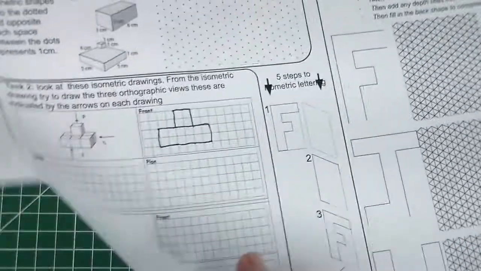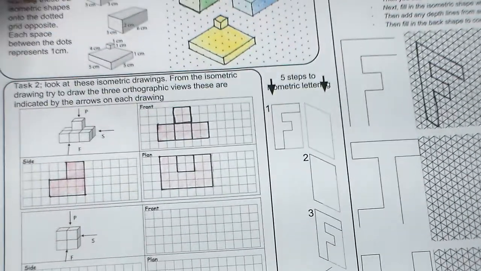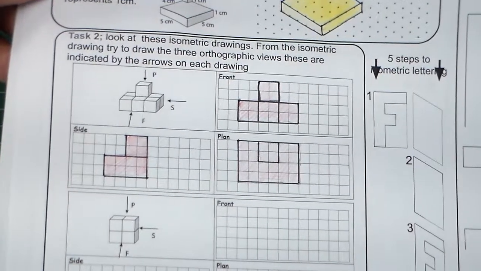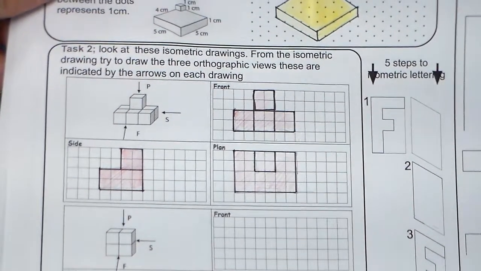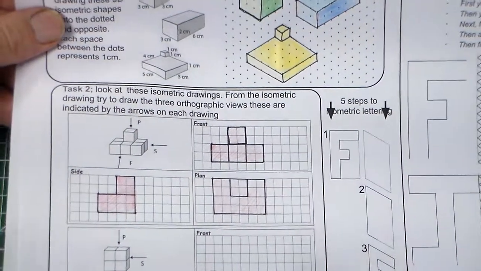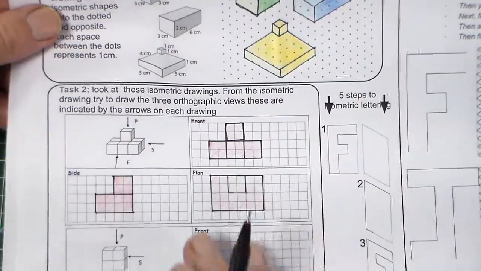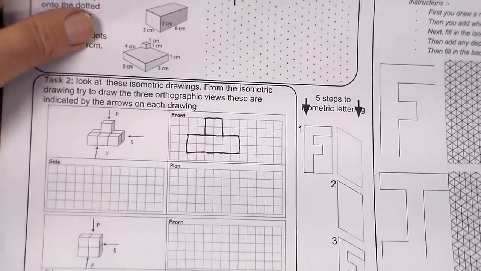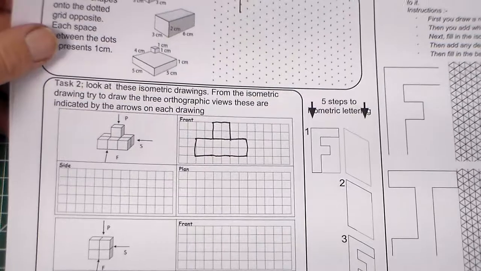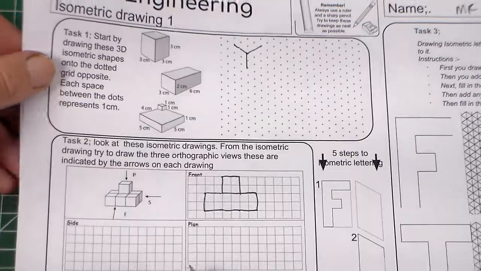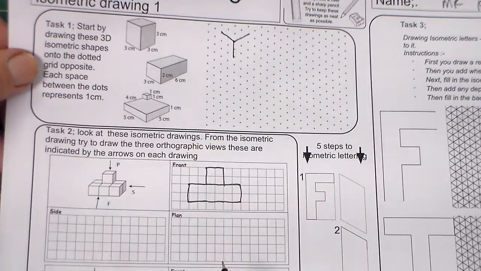When that's completed, it should look like that. So there's the three views of that object. Actually, in that view I've put these lines in, which probably isn't necessary because you wouldn't actually see those. That's task 2, so we've got task 1 and task 2.